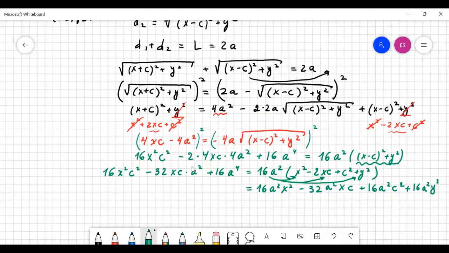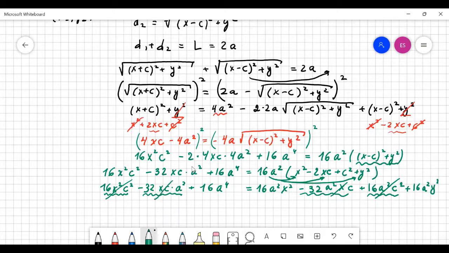Move it a little bit. What do I have on this side? I'm just going to copy the left side. So 16x squared c squared minus 32xc by a squared plus 16a to the power of 4. Now, guys, I'm going to start canceling here. For example, I'm going to see that this term 16x squared c squared is the same as 16a squared c squared. So I'm going to cancel it. Next term I'm going to cancel is the 32 term, minus 32xc a squared and minus 32xc a squared. So I'm canceling it too. Well, actually, that's all I'm going to cancel.